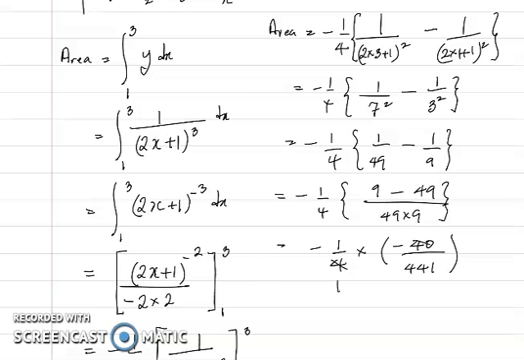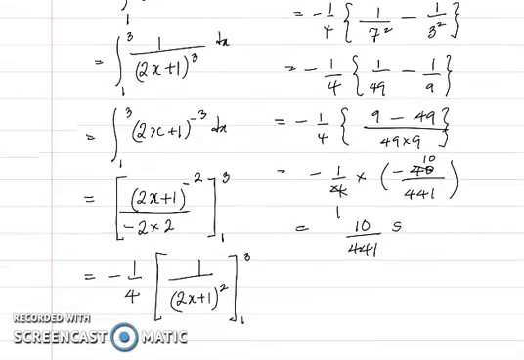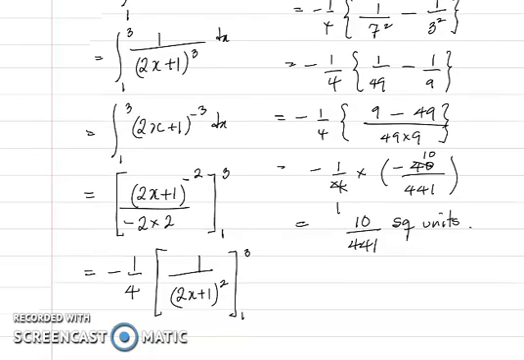4 into this 1, 4 into this is 10. A negative times a negative is a positive. So our final answer is positive 10 over 441. And of course, because you're finding area, it is square units. All right, let's have a look at the next question.